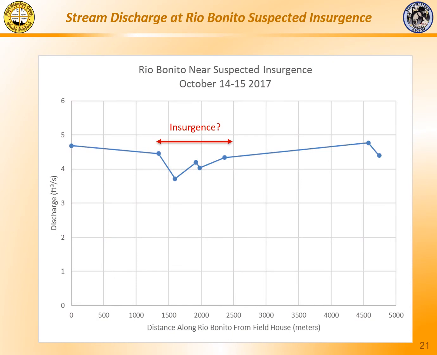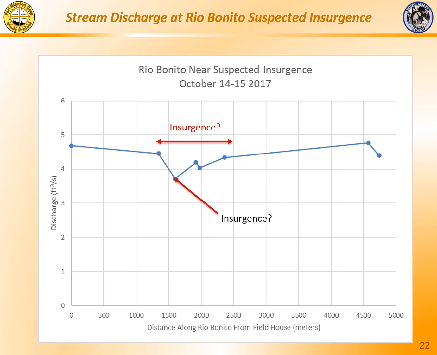And here are the data. This first point represents the Rio Bonito at the Fort Stanton bunkhouse, and I was walking downstream making measurements as I went, and this is the area of the suspected insurgence right here. My first measurement was about 4.7 cubic feet per second, just above the point where the insurgence was suspected to be, maybe a little change.